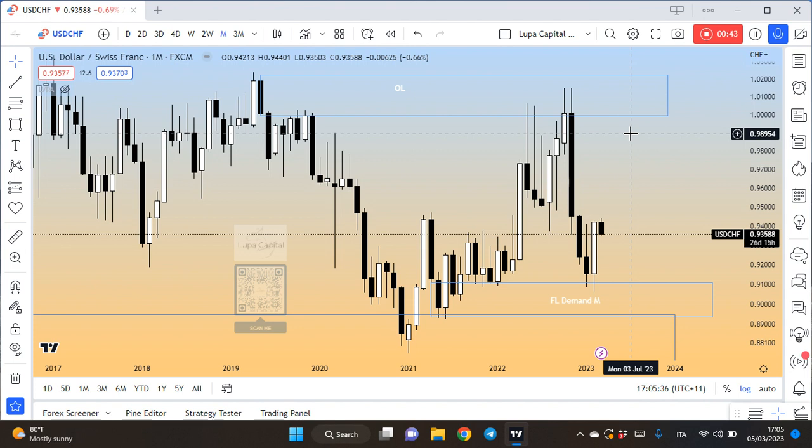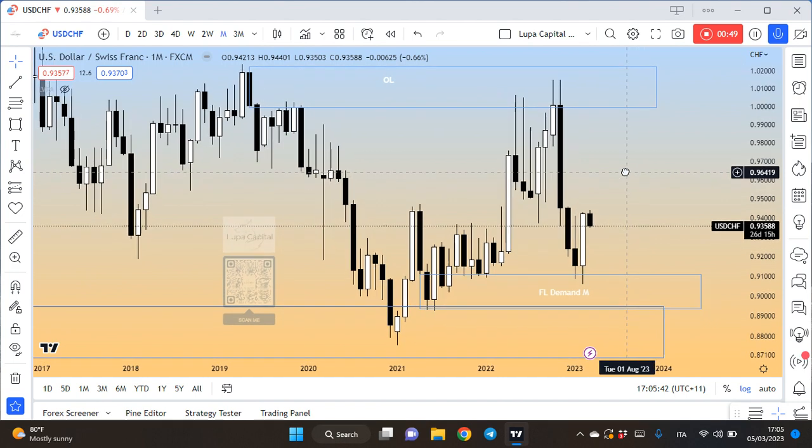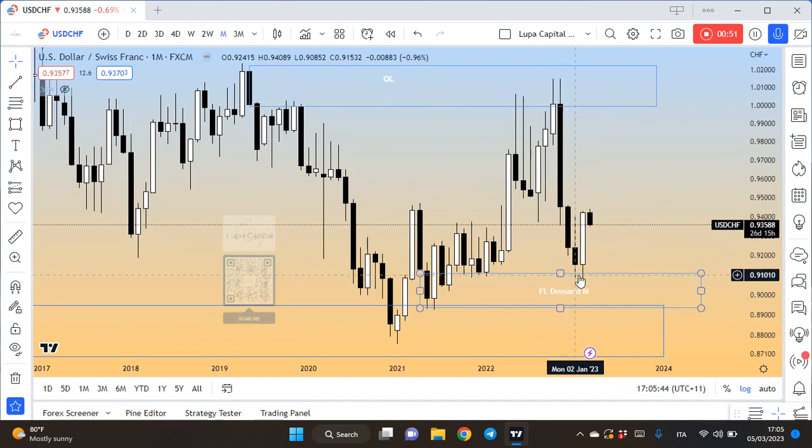So, without further ado, let's go. So, basically, we're looking at the monthly time frame here, and price has hit a fresh level of demand and rejected immediately and headed up to 94 cents per dollar, which is a strong move.